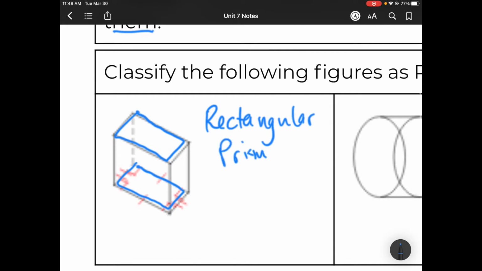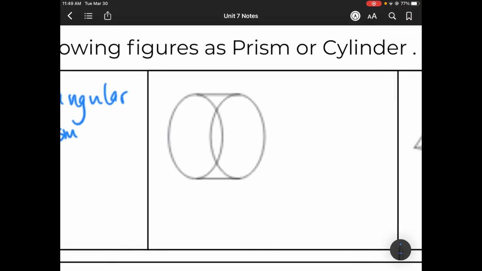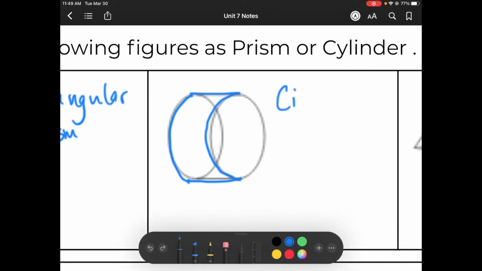Because the bases are all rectangles. In fact, all the sides are rectangles. Okay, this one is very easy to see. There's a circle on each side connected by this kind of curved surface here. Okay, on both sides, that is a cylinder. Sorry, I can't spell today. Let me fix that.